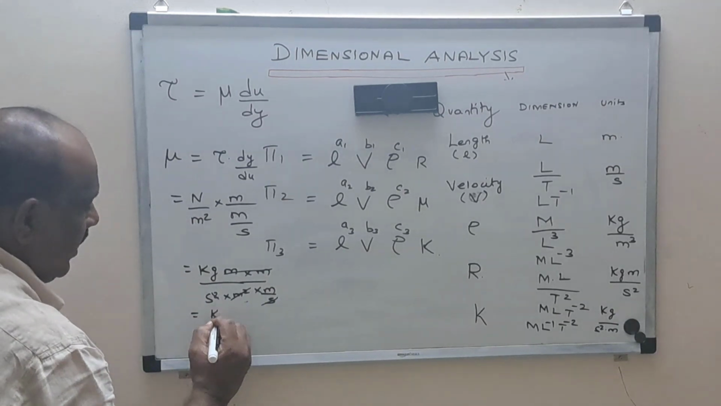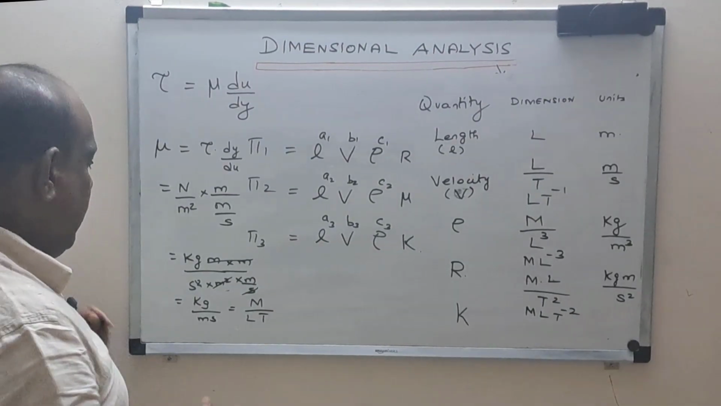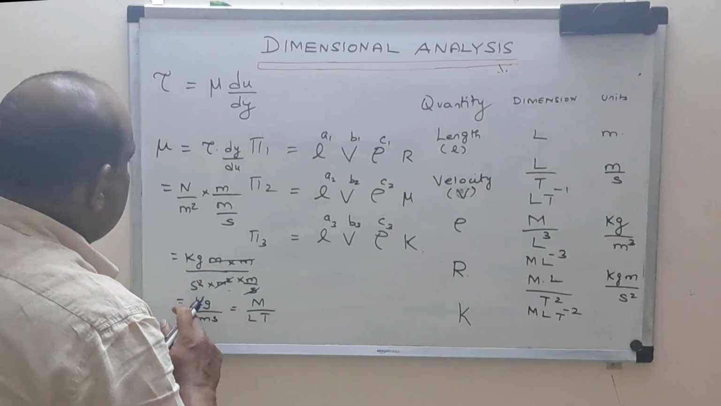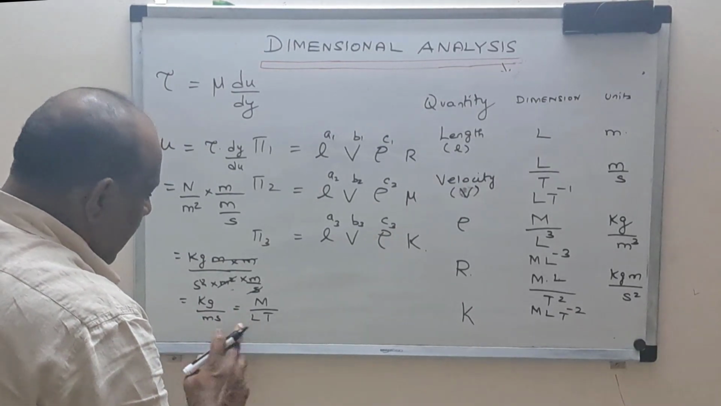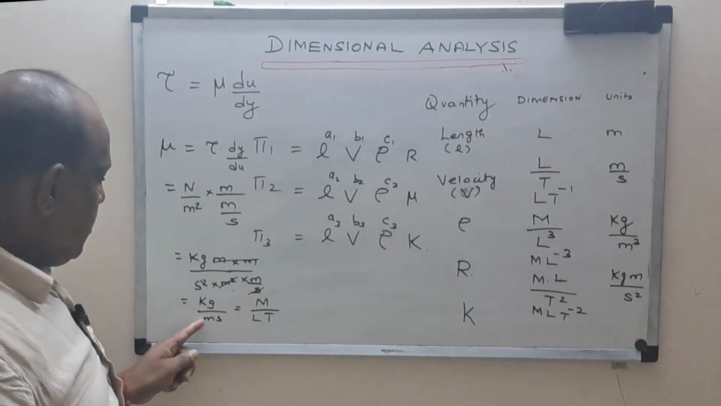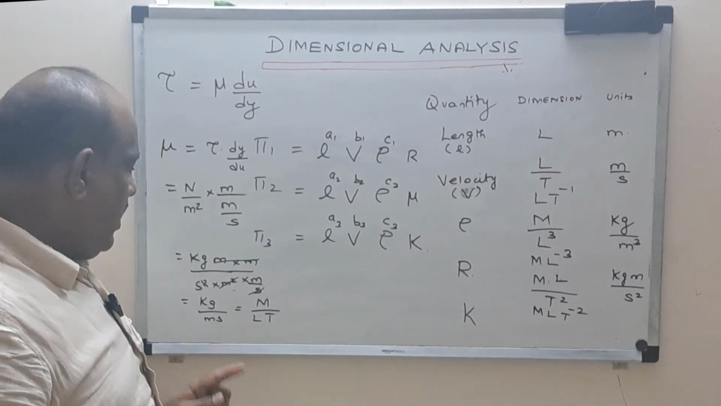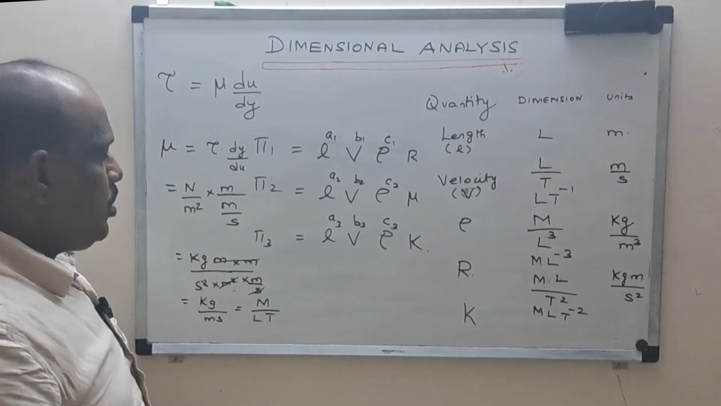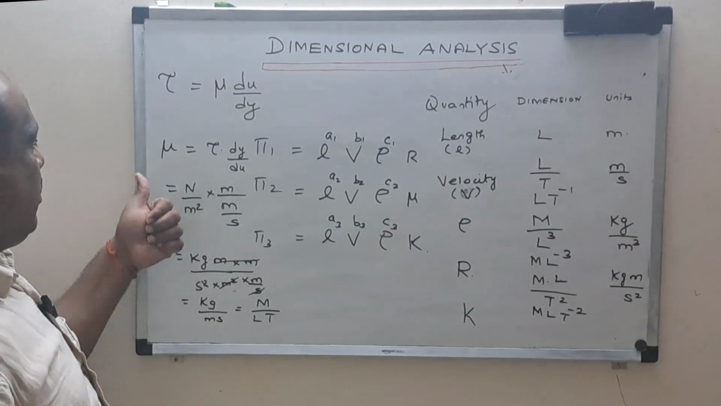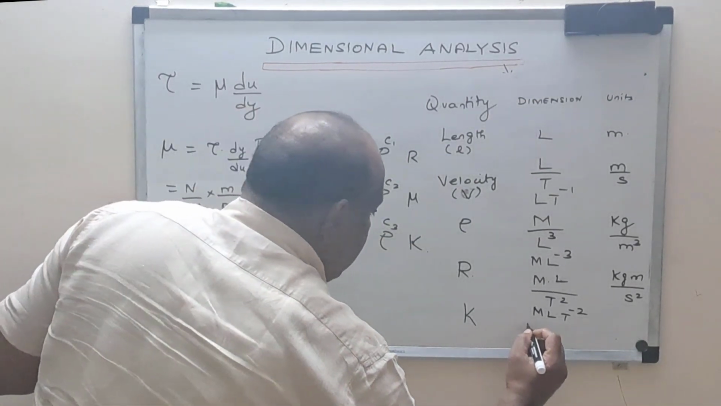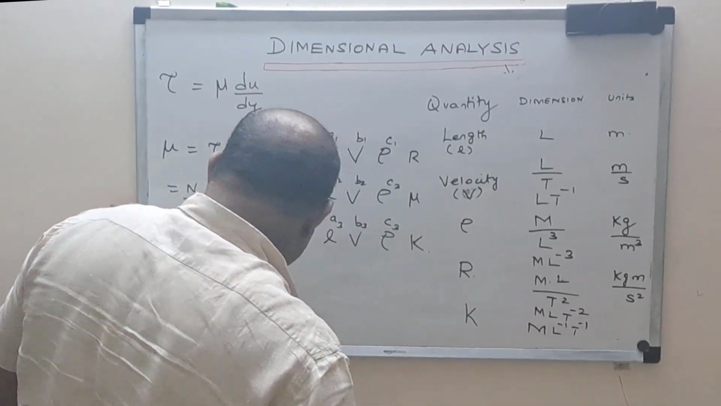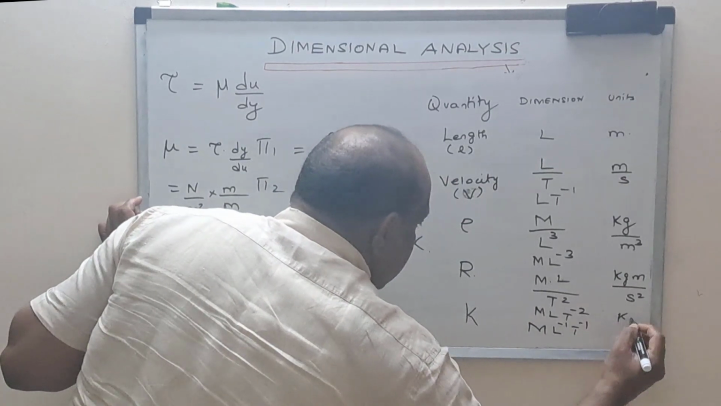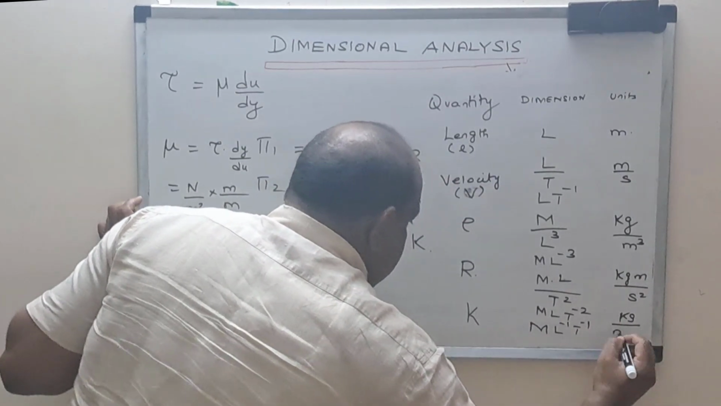So the answer will be kg. Further continuing, we got the value of the dimension of mu as kg per meter second, which is nothing but mass by length into time. Mass is M, meter is your length L, and time is T. So what is the dimension of your mu? It's nothing but M L power minus 1 T power minus 1. So what is the unit of this one? The unit will be kg per meter second.